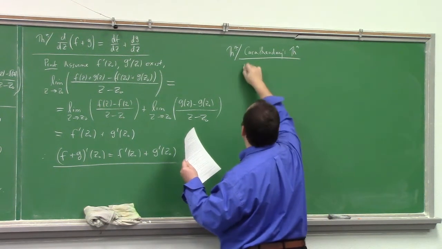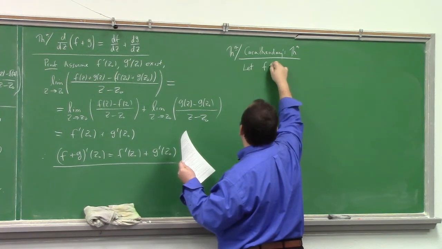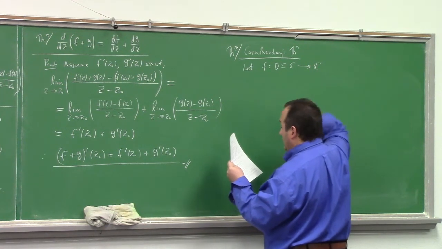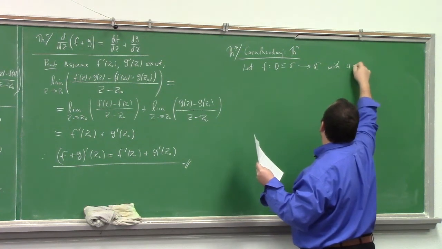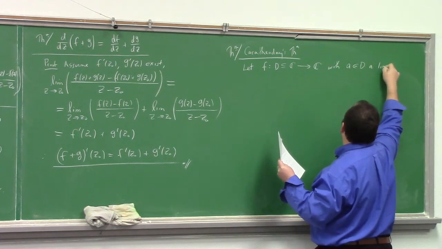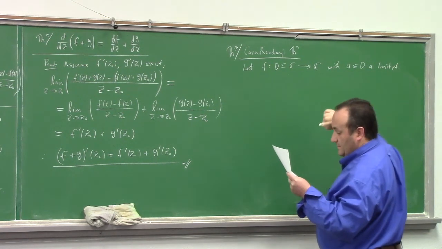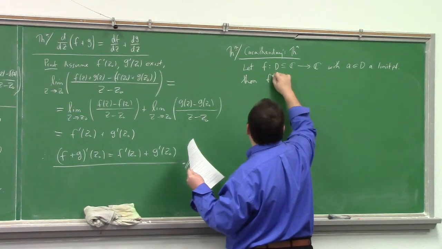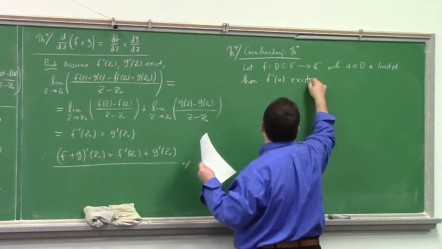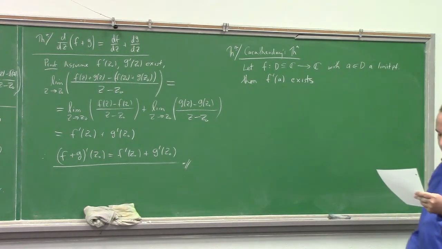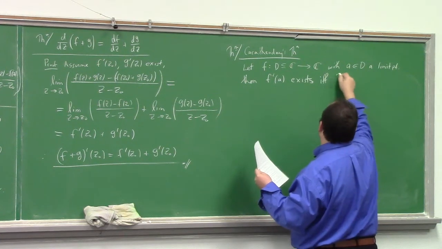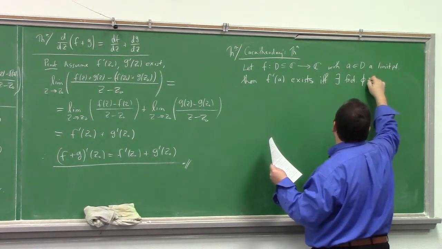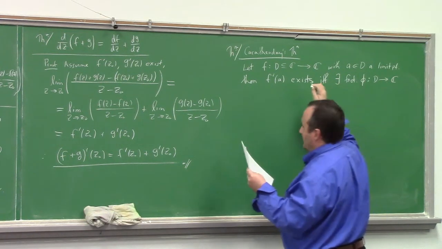It says this. Preamble: f from D, which is a subset of the complexes, to the complexes, so a complex function, with A a limit point of D. Then f prime of A exists, which is just a quick way of saying f is differentiable at A in the complex sense, if and only if there exists a function phi from D to the complex numbers with the following two properties.